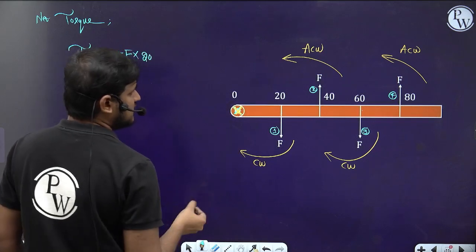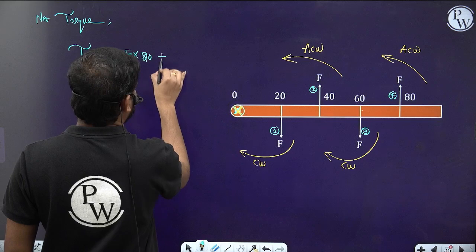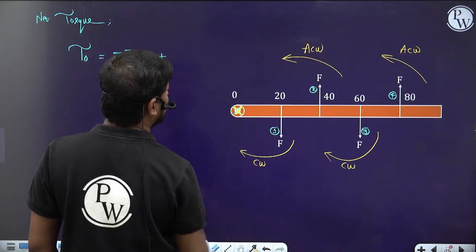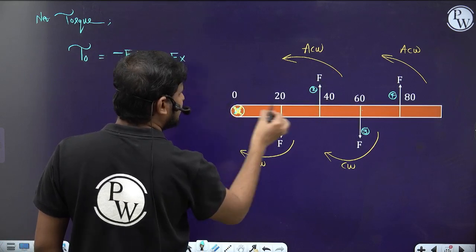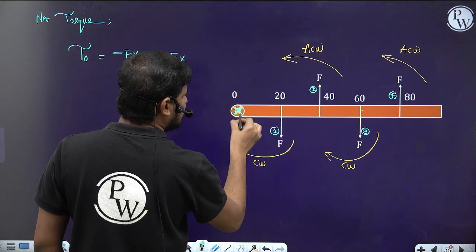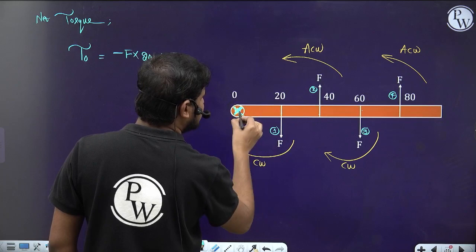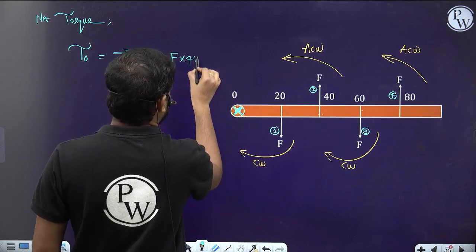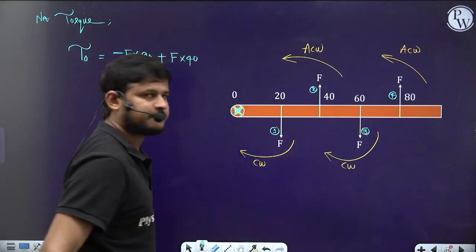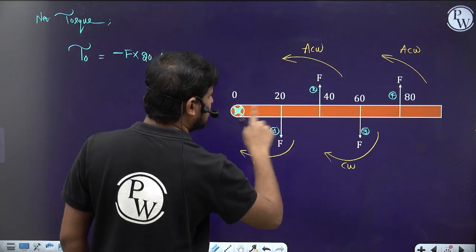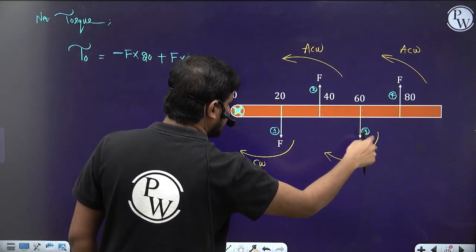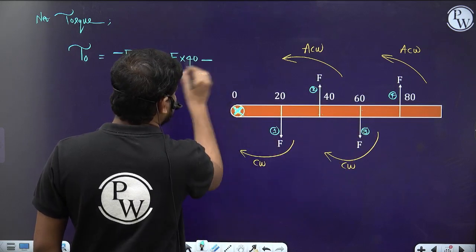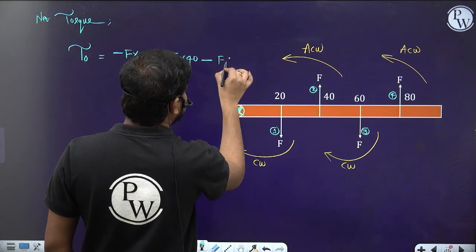Next, the second torque is anti-clockwise, so positive. The force is again F, into the distance from here to here. You are finding the torque about this point, so this distance you have to measure: 40. Then the next one, guys, from here to here is 60, and the force is acting downward, distance and force are perpendicular. Which torque is it? Clockwise, so negative, F into 60.